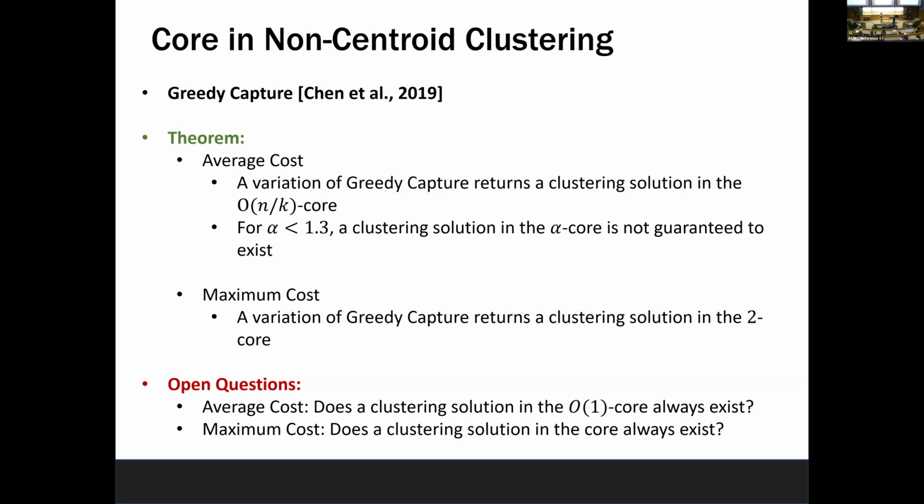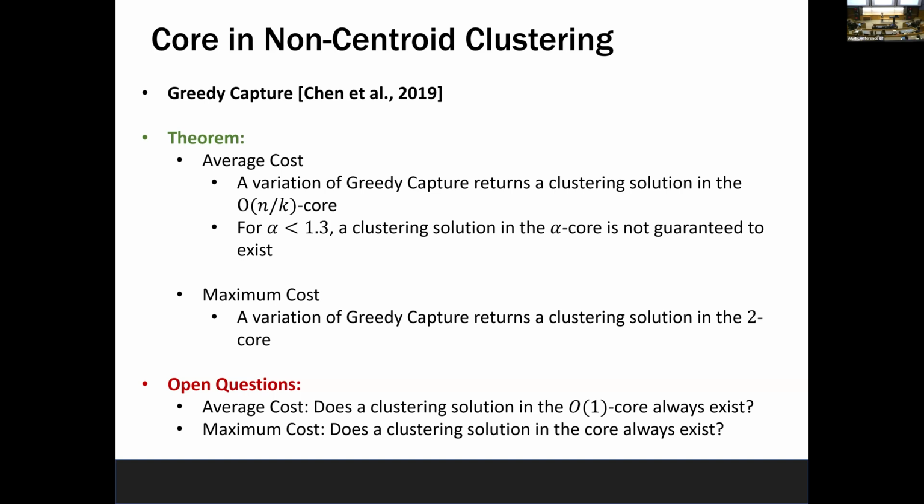So in contrast, in this work, we saw that under the average cost, if we use a variation of greedy capture, so we essentially adapted the greedy capture in a way that serves our non-centroid problem, this provides a solution that is in the order of n over k. So here now we see that we don't have a constant approximation anymore. It's just something that depends on n over k. And this is tight with respect to greedy capture. So we know that this approach cannot give us something better than this.